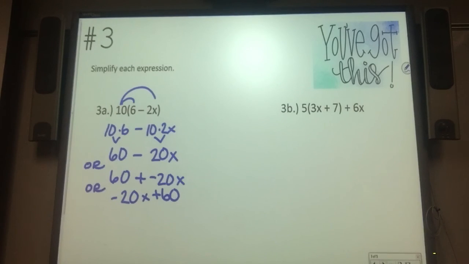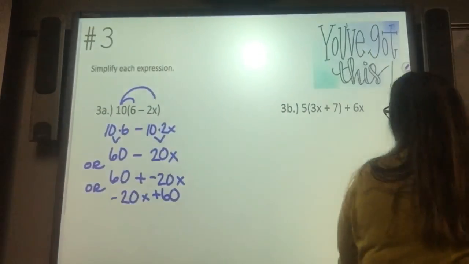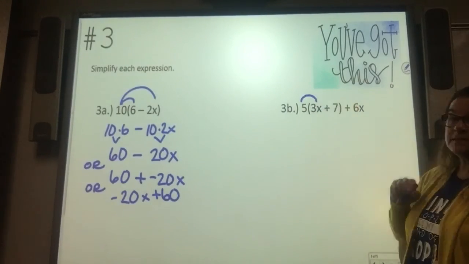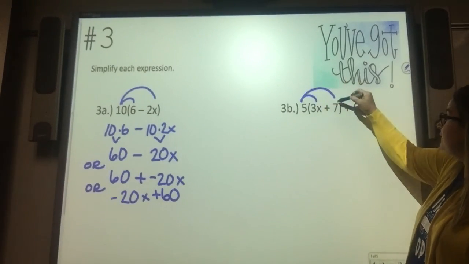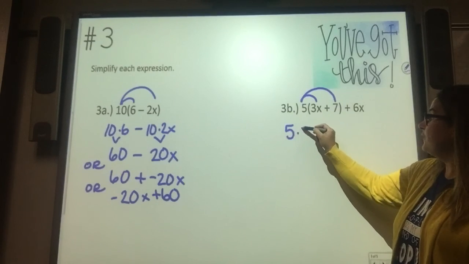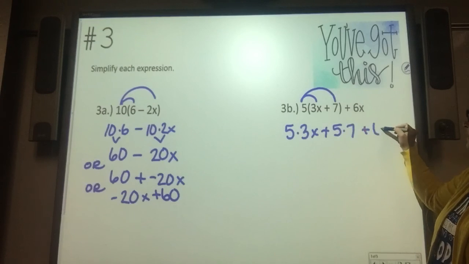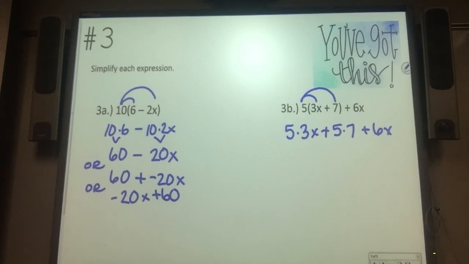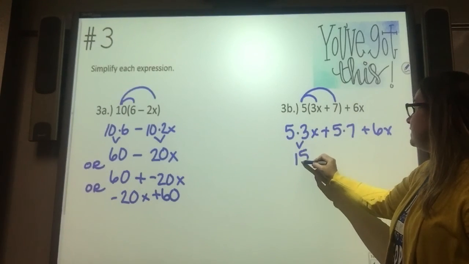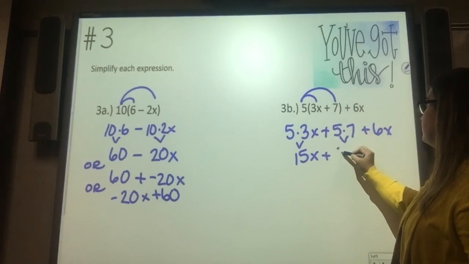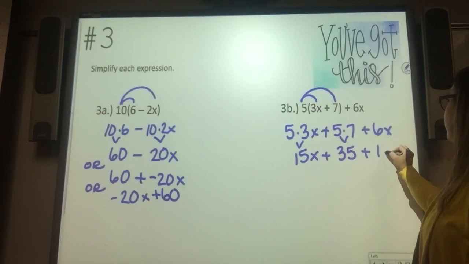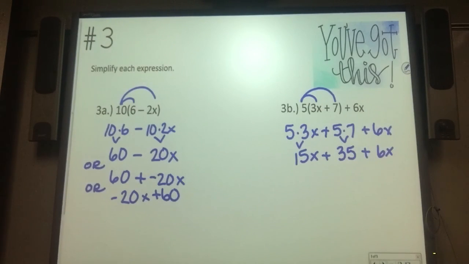3b, we've got 5 times the quantity, 3x plus 7, plus 6x. So looking over on this one, we're going to take 5 times 3x, 5 times 7. So 5 times 3x plus 5 times 7 plus 6x. 5 times 3x is 15x plus 5 times 7 is 35 plus 6x.